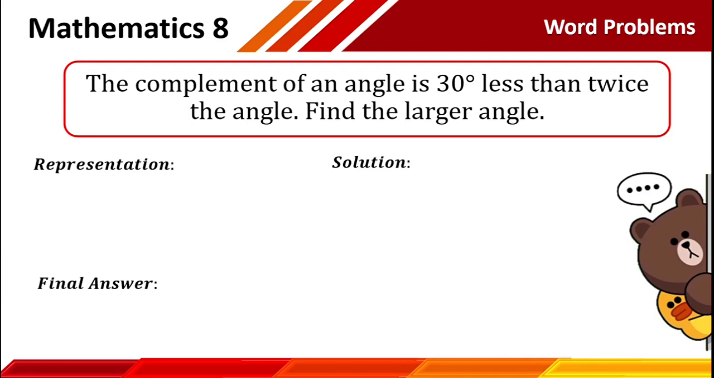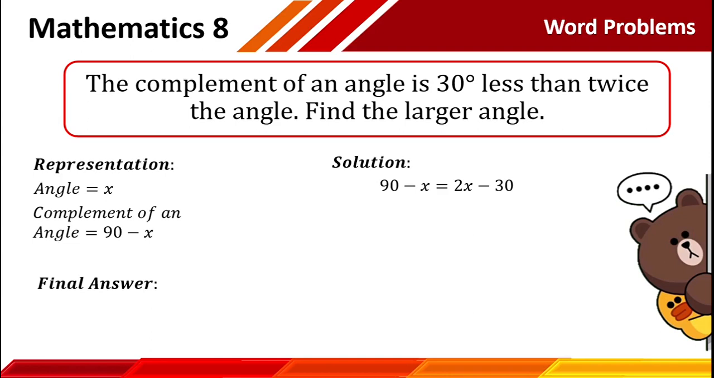Next, our second problem is: the complement of an angle is 30 degrees less than twice the angle. Find the larger angle. We can represent the complement of an angle as 90 minus x and our angle as x. So in our solution, the complement of the angle can be represented as 90 minus x equals 2 times the angle minus 30, because it is 30 less than twice the angle.